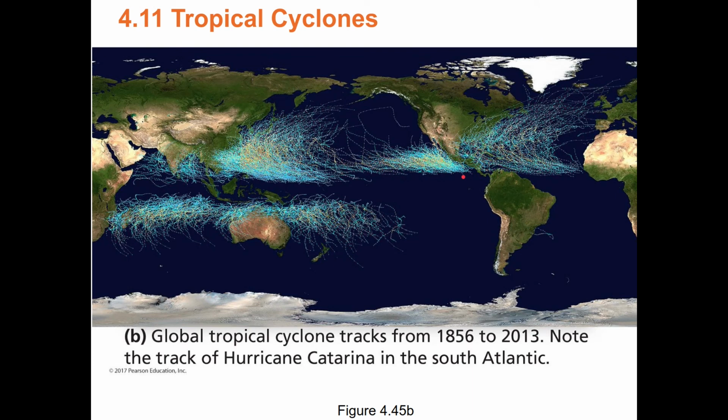Here's a map of all the cyclone tracks, 1856 to 2013. And again, you'll notice that there's that gap right on the equator.